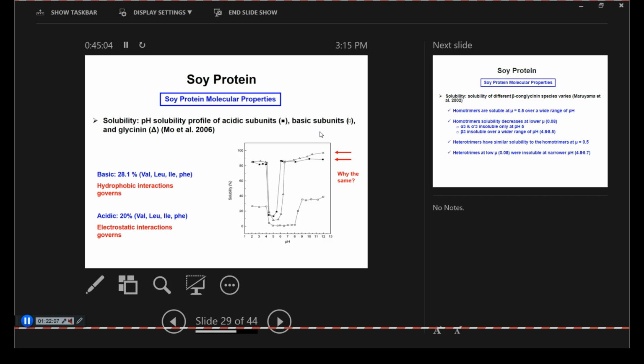Are the basic subunits shielded by the acidic? Yes, we said yes. We said earlier that on the exterior of the oligomer, the acidic subunits dominate the exterior. So since they dominate the exterior, they kind of govern the solubility of the entire oligomer. So that's why I like the paper. It's really good in linking structure to function.